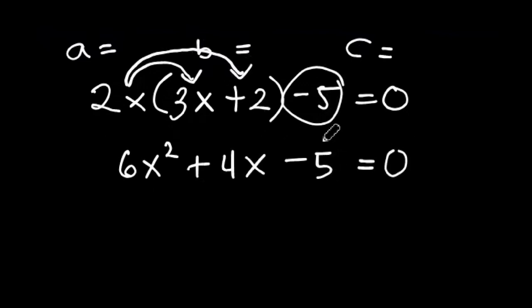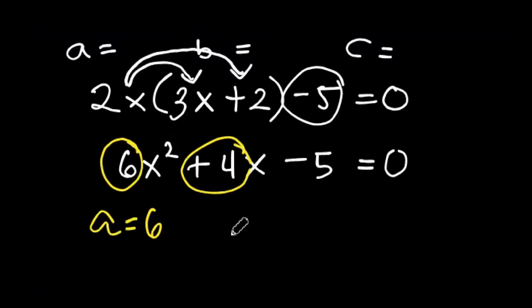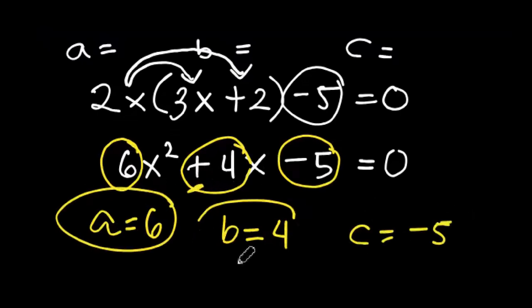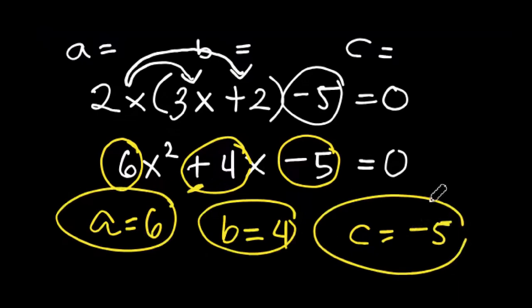And finally, I think naka-simplified form na siya. So, identify natin yung ABC. This is gonna be the A, that is 6. The B, we have positive 4. Consider the sign ha. And the C would be negative 5. Okay, so dito ko na sinulat yung final answer niyan. Kapag pinapa-identify yung A, B, and C, ganito po yung gagawin natin. So therefore, A, B, C here, respectively, 6, 4, and negative 5.